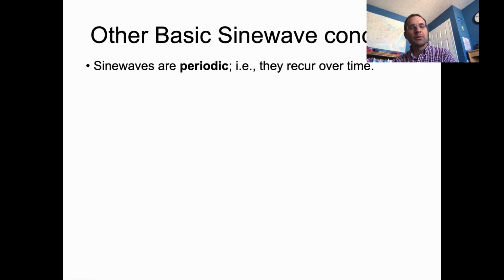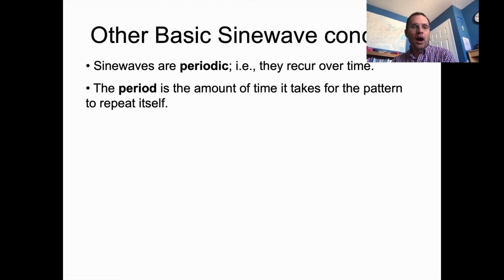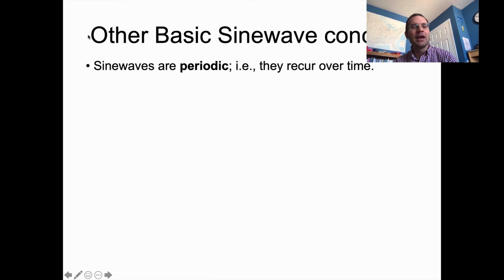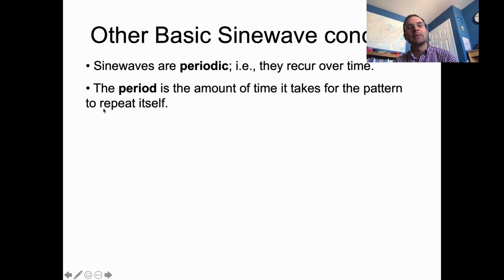All right, so sine waves are periodic, which means that they recur over time. You see the same pattern happening over and over again in a sine wave. That's all I mean by periodic. If they were aperiodic, we'd see different patterns at different points in time, basically. But since sine waves are periodic, they have a period, which is the amount of time it takes for the pattern to repeat itself.